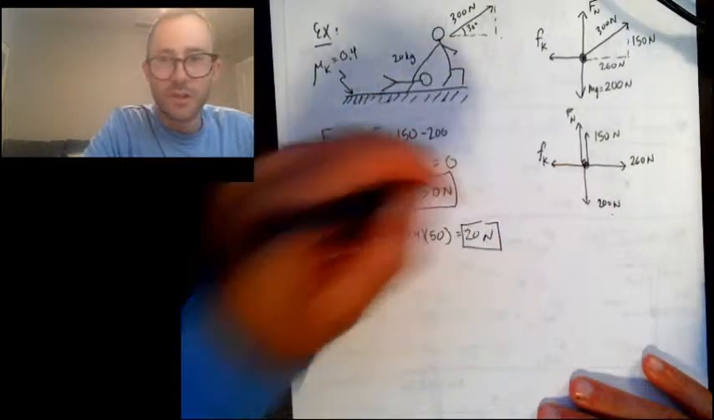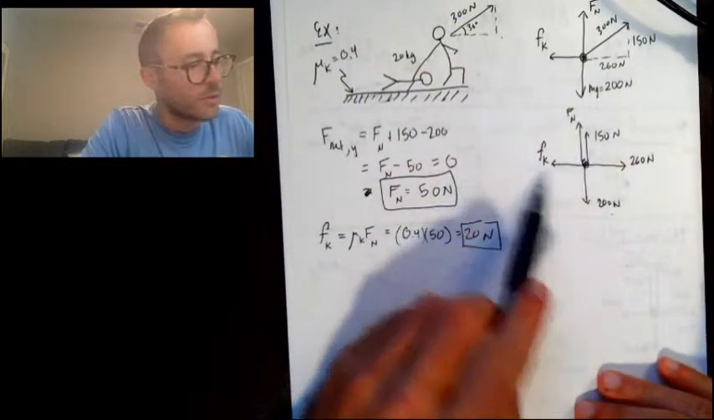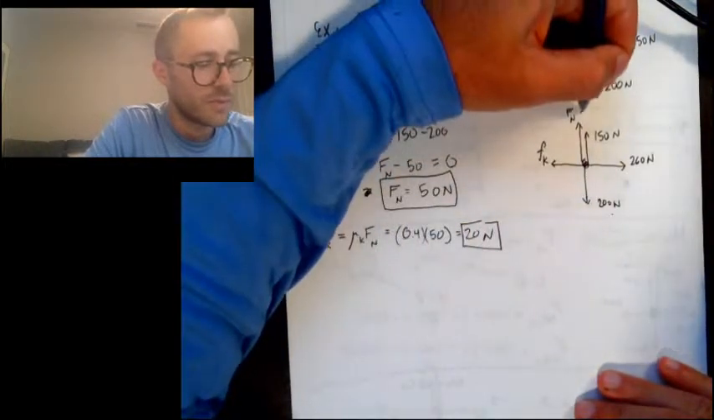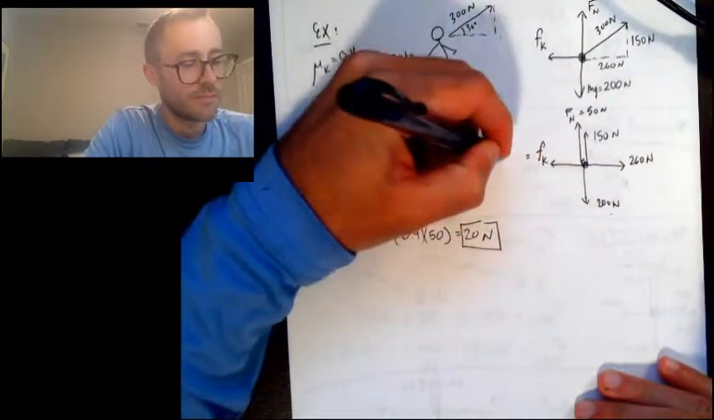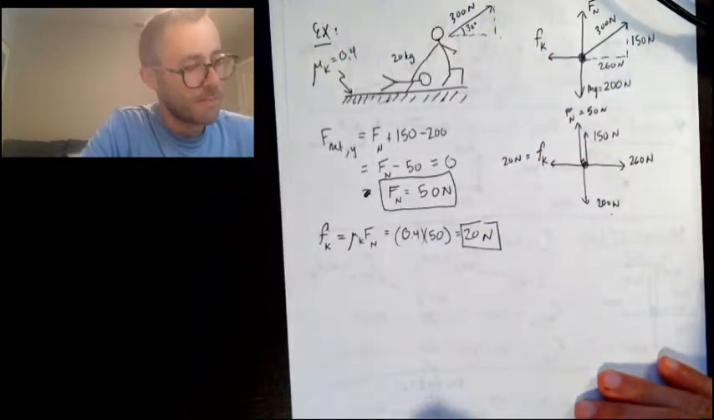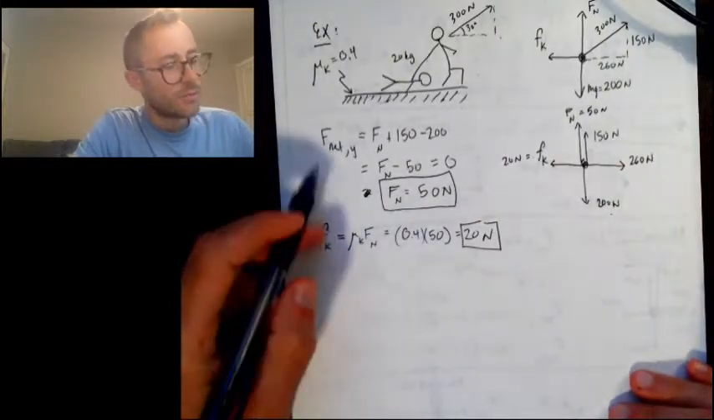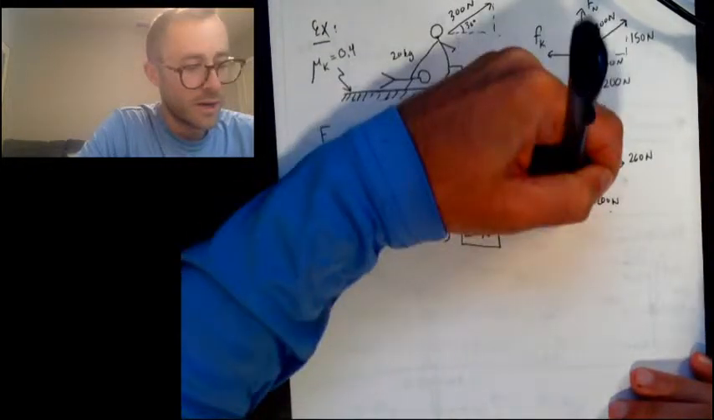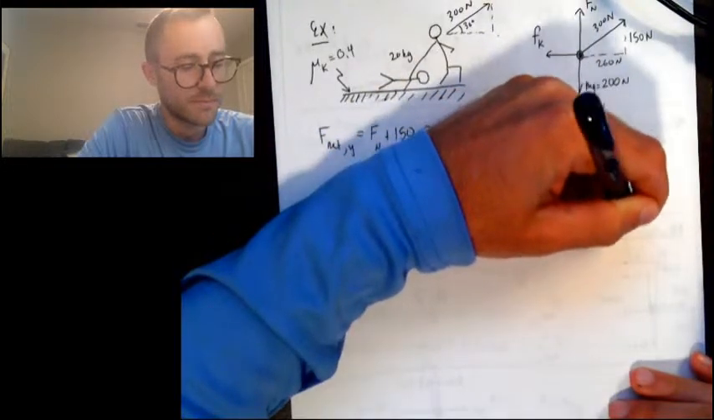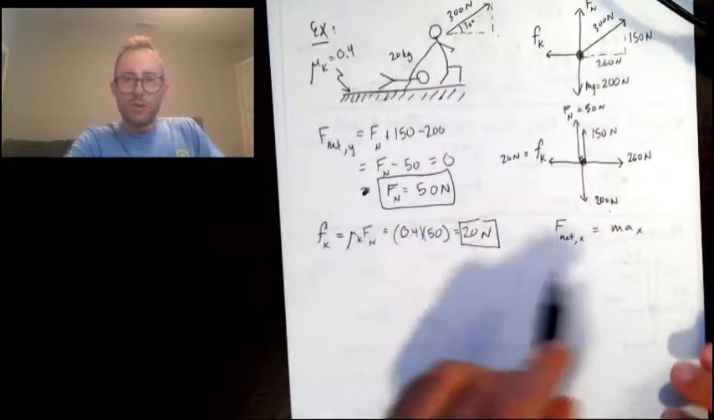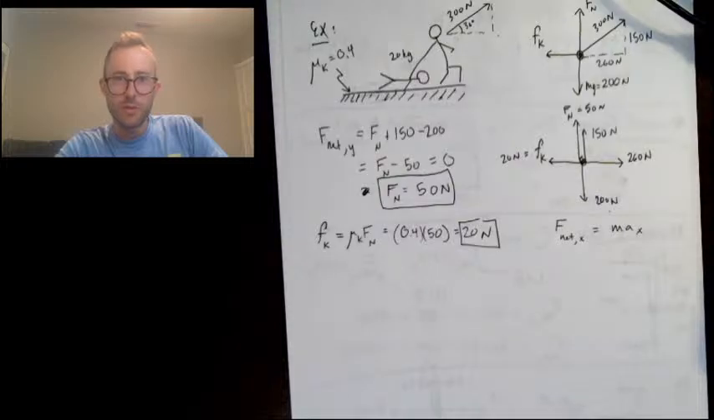So now I can fill in the actual values of some of these forces. So this is 50, and this is 20. All right. So now once we know friction, we can now write out Newton's second law in the x direction. So who can tell me an expression for the net force in the x direction? Actually, who could just tell me what the net force in the x direction is?